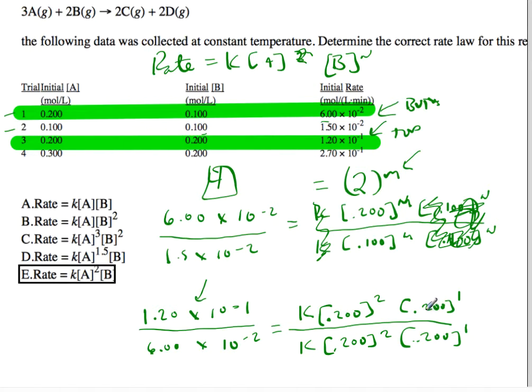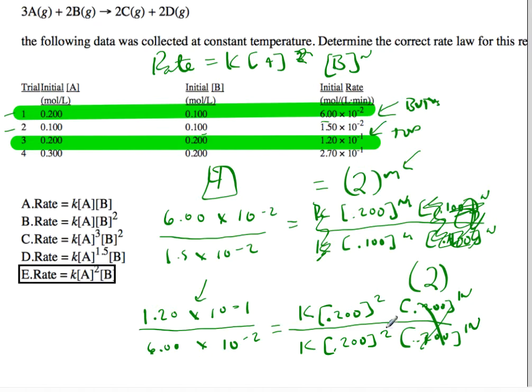0.2 is my concentration of B, and I'm not sure what this is, so I'm going to give that an n for right now. Then I'm going to take the bottom one. I'm going to take 6.0 times 10 to the negative second, goes right there, equals K. 0.2 squared, 0.1. It's supposed to be 0.1 down there for B. So this is 0.2 over 0.1, and I'm going to end up getting 2 right there.